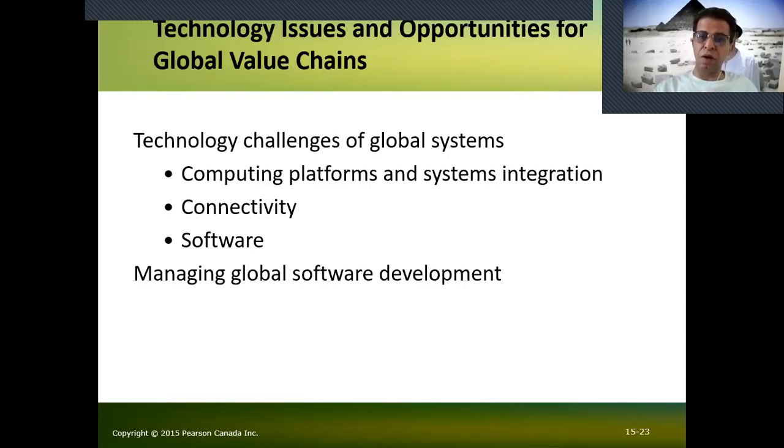When we talk about technology issues and opportunities, we spoke about the global value chains. You do studies, and anything that does not add value, you drop, and you do the rest. In the technology challenges of a global system, there is the computing platform and system integration: how you do the platform, how you do the integration between different systems, whether there is connectivity, and what kind of software you can utilize. The other thing is managing global software development.